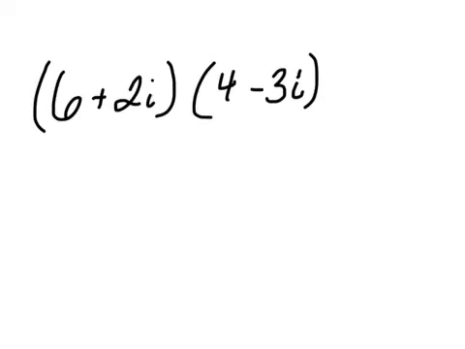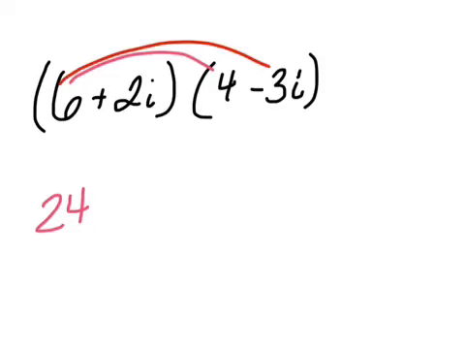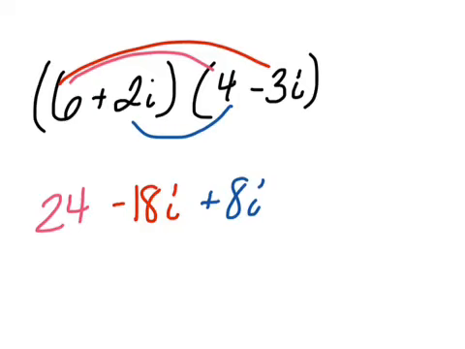To up it a little bit, we'll multiply two complex numbers, and we'll do this the same way that we would multiply two binomials in the real number system. We will distribute. So we'll do 6 times 4, it's 24. We'll do 6 times negative 3i, treat the i like a variable, negative 18i. Then we can do 2i times 4, that is 8i. And then we'll do 2i times negative 3i, which is negative 6i squared.